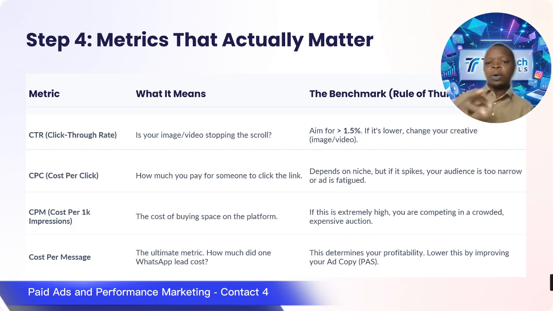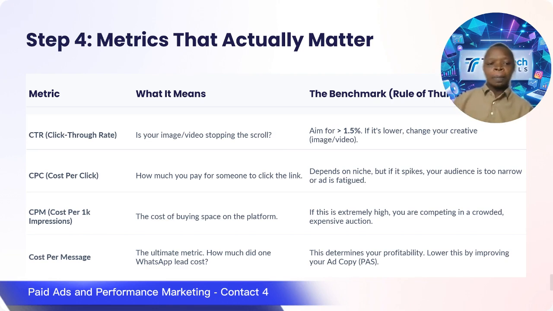So always aim for something higher than 1.5%. If it is lower, please go and change your creative. That shows that people are not watching it. Once it is lower than 1.5, please go and change it. Change that image, change that copy. It may be that something is wrong.